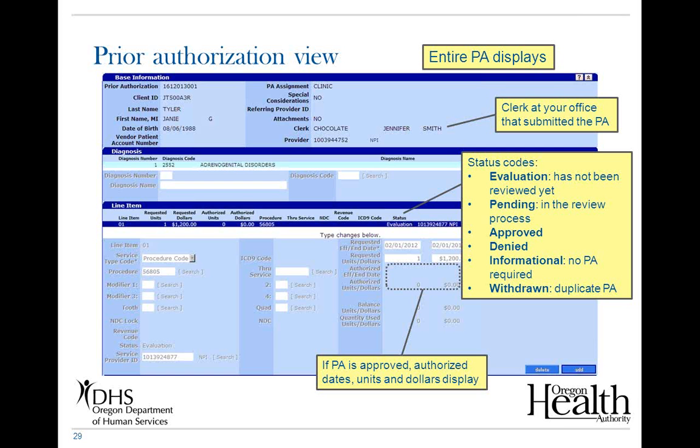Just make sure that if it is approved, you're looking at the authorized dates and the authorized units and billing within those parameters. Informational means that no PA was required, and withdrawn means that it's a duplicate PA. Now, you're probably not going to see most of those status codes, but I like to give you an idea of what they mean, just in case you ever do come across them. So that's our prior authorization, where we verify that services are authorized before providing the services and billing for them.